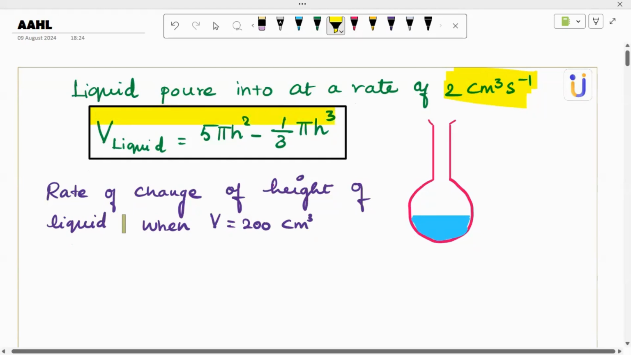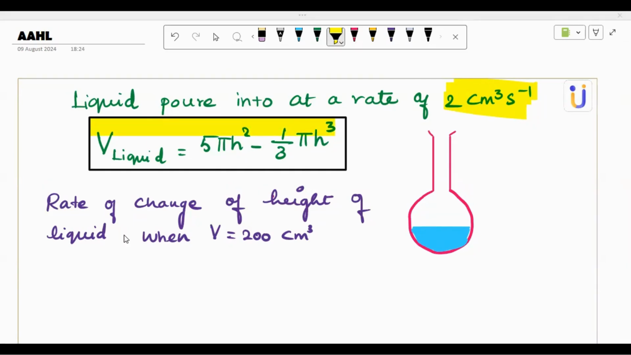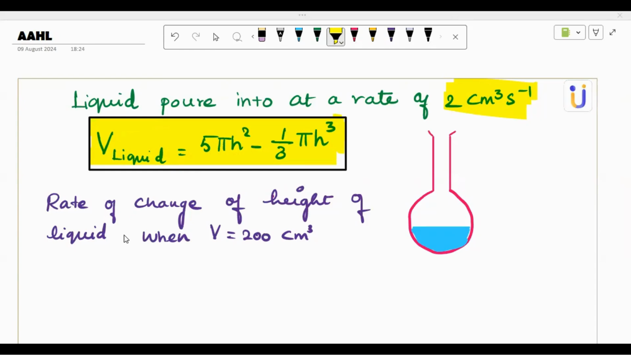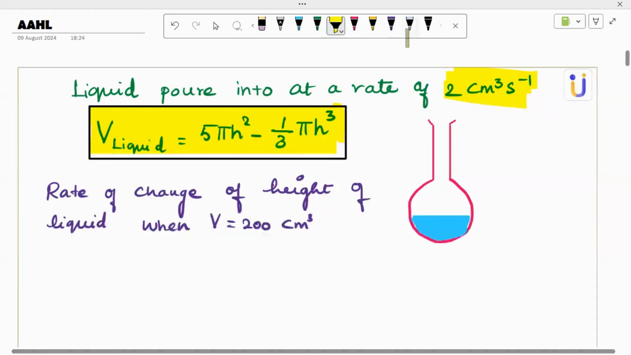So this is the one, and these are the information given. Now we need to find the rate of change of the height of the liquid. Of course, the height will change when we start pouring continuously. Exactly at the moment when the volume is 200 centimeter cube, what will be the rate of change of the height of the liquid? So that's it.